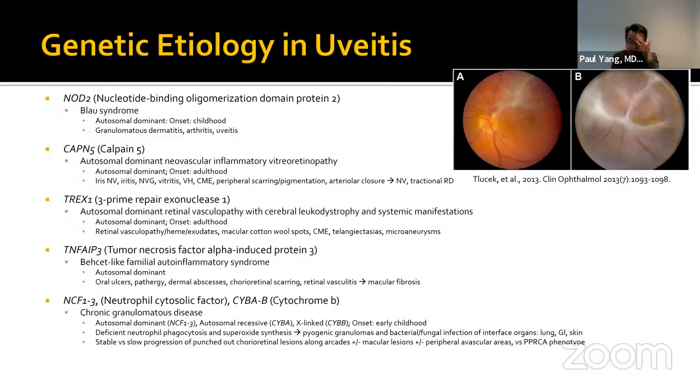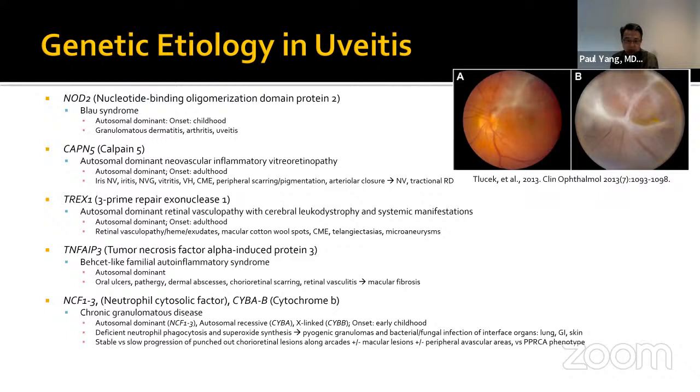Just to organize your thinking here, a lot of these are autosomal dominant. The second one, CAPN5, causes autosomal dominant neovascular inflammatory vitreoretinopathy. That's the only one on here that's specific to the eye. All the other ones have systemic manifestations, so it's important to remember that.